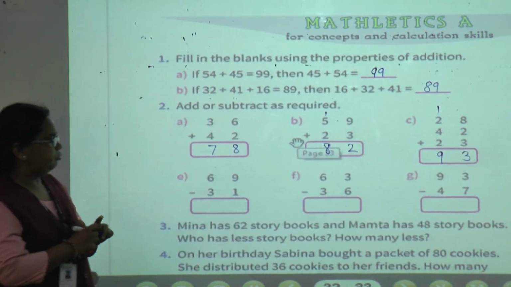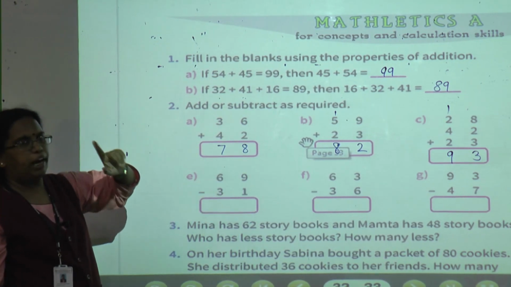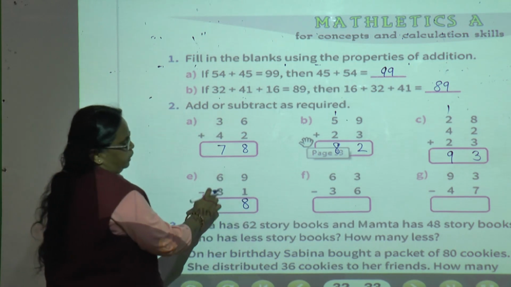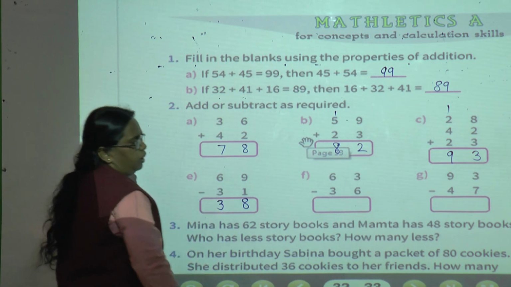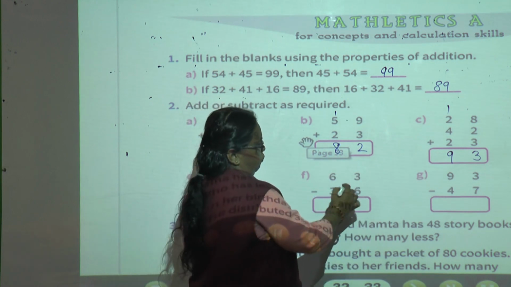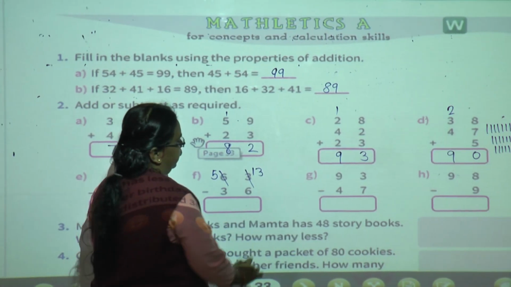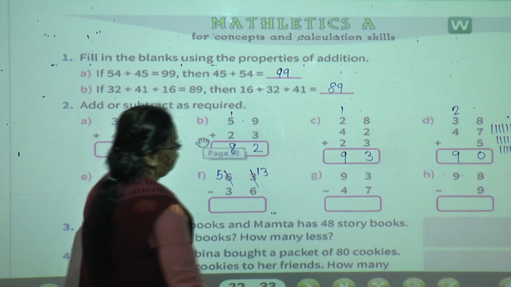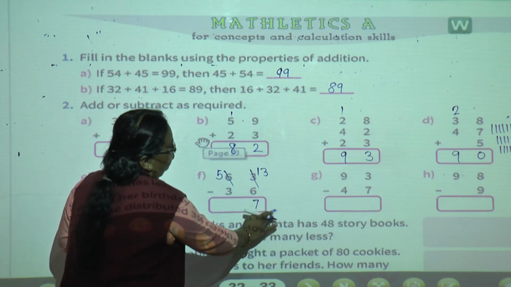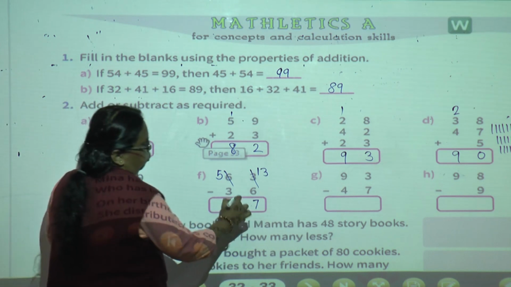Then next one, minus. 9 minus 1. Can you cut 9 minus 1? Yes, you can cut. So 9 minus 1 is 8. 6 minus 3 is 3. Then here 3 minus 6. Can you cut? No. What will you do here? You will cut this. It will become 13 and this will become 5. Then 13 minus 6. How much will come? 4, 5, 6, 7. Okay. Then 5 minus 3 is 2.